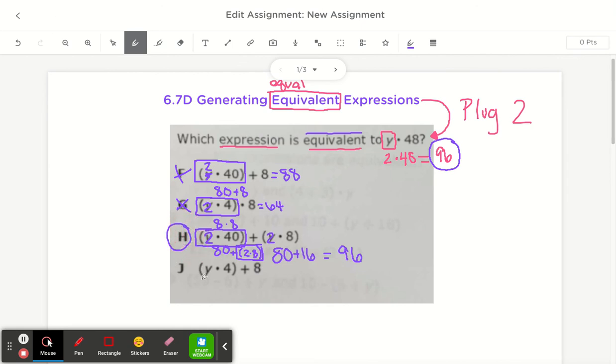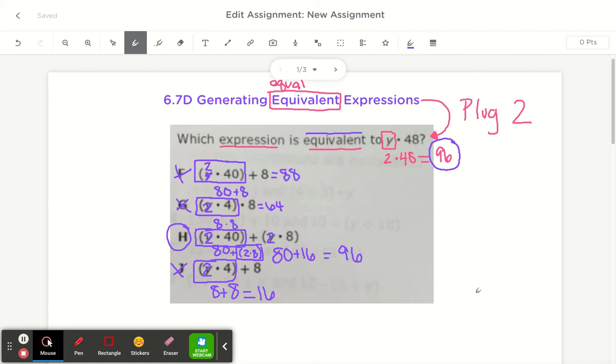Let's check J just to be sure. Okay, plugging in my 2. Parentheses first, 2 times 4 is 8. Rewrite everything. 8 plus 8 is 16, and that does not match 96.